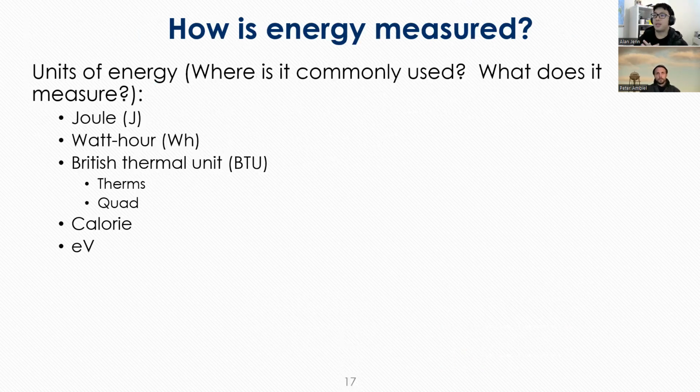Okay. How is energy measured? There are a bunch of different units of energy that are commonly used. And you may have seen some of these. So you've got joules, you've got watt hours, you've got BTUs, which stands for British thermal unit. You've also got calories, and then eV is electron volts. That's a unit of energy that's used at the atomic level, which we're really not going to deal with in this class at all. But the other four may pop up.